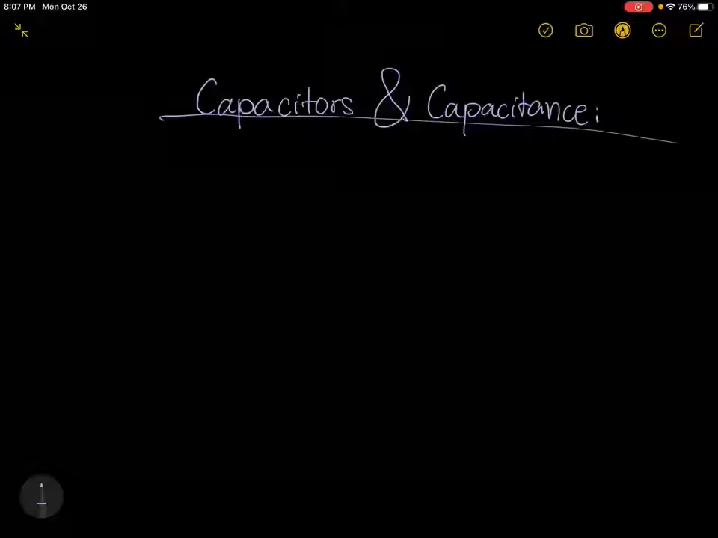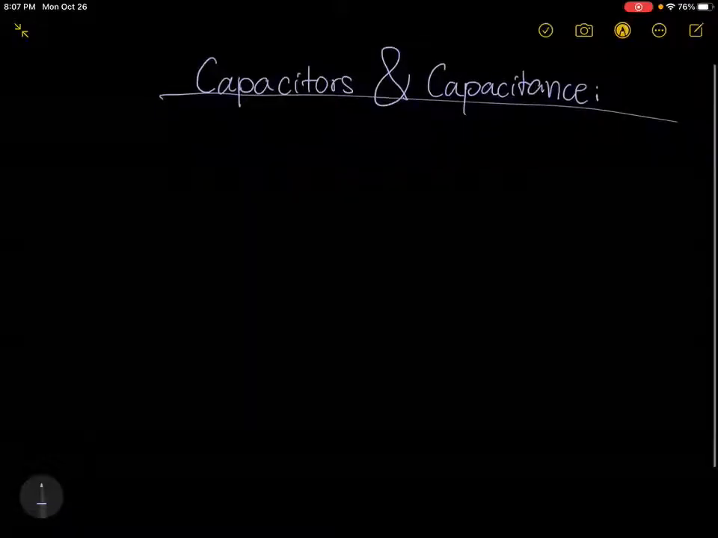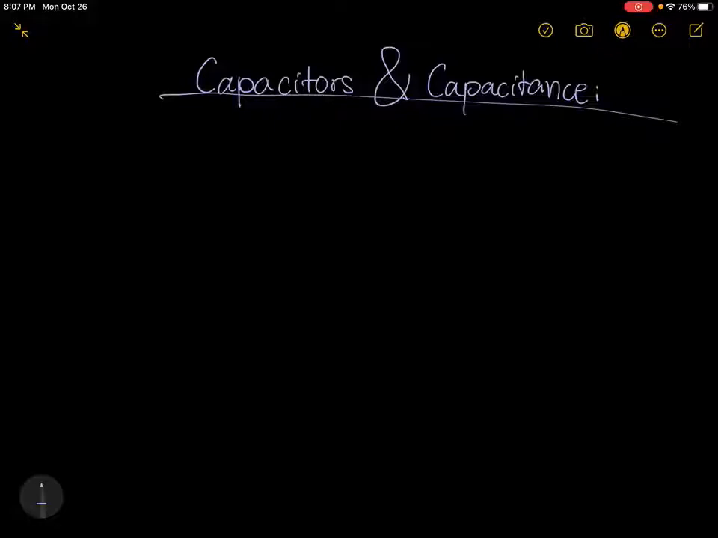Hey guys, today I'm going to be talking about capacitors and capacitance. So first off, what is a capacitor? Well, a capacitor is a device that's designed to store electric energy, and basically it looks sort of like this.